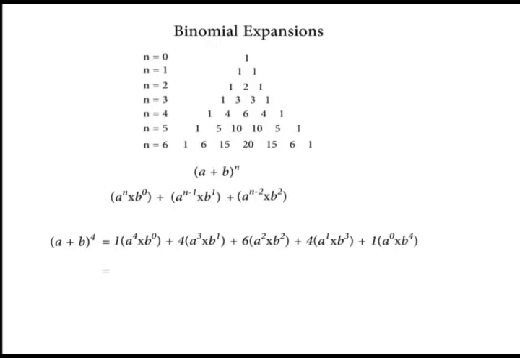Finish that and we shall have b raised to the power 0 is 1. 1 times a raised to the power of 4 times 1 is a raised to the power of 4. Plus 4 times a raised to the power of 3 times b. Plus 6a squared b squared plus 4a b cubed plus b raised to the power of 4.